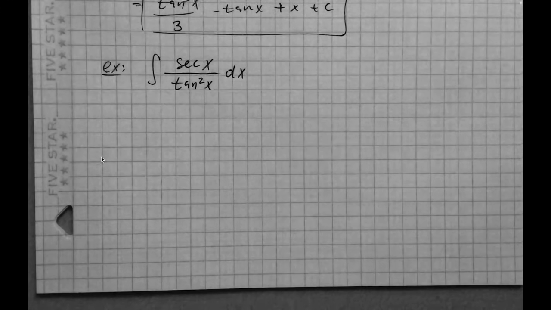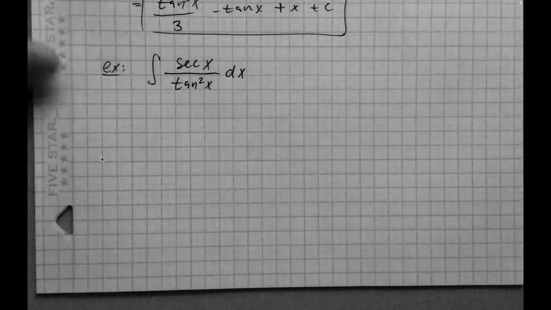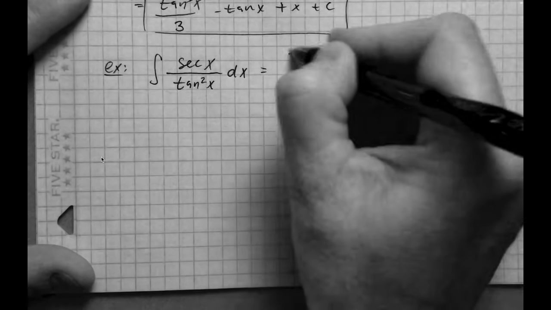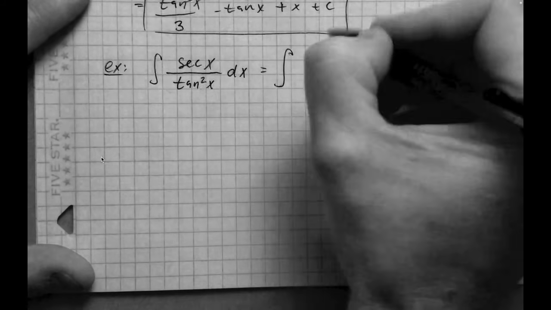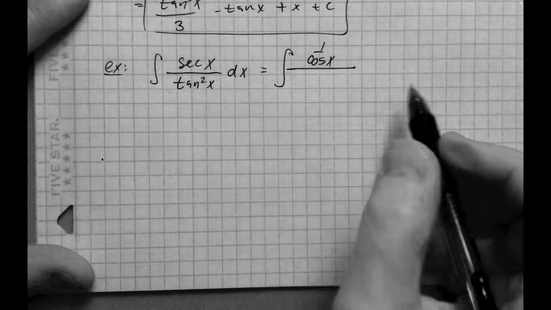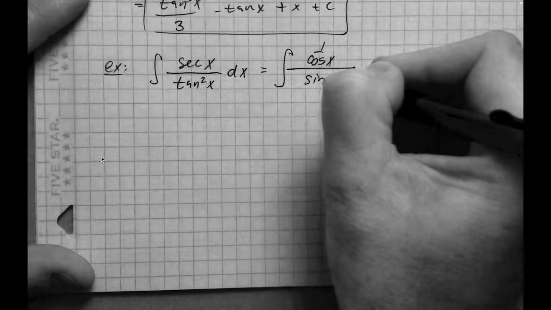I didn't formally state that, but the fourth strategy is to convert secant and tangent to sine and cosine and see if any of the other sine cosine strategies work, or if you just get lucky. So let's see what happens here. Secant is 1 over cos, and tangent is sine over cos.